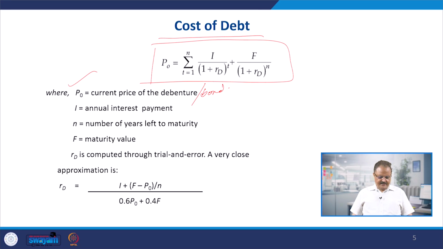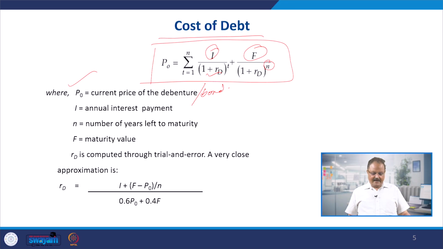I is the annual interest payment, and F is the maturity value, not period. F is the maturity value, and N is basically the number of years left for maturity. Now, what is RD? This is a $1 million question. What is RD? RD is basically that discount rate, or the cost of the debt, which we have to calculate with the help of this model.